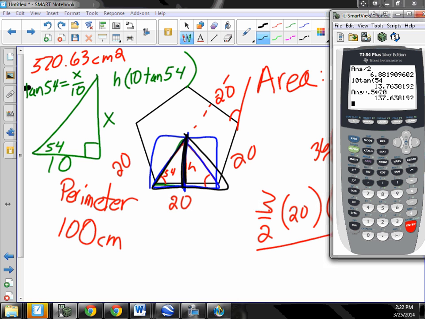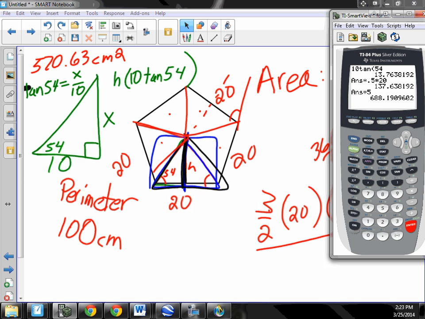So 137.63. Now what do I need to do? Now there are 5 of those. So if I were to draw all of those, you see that there are actually 1, 2, 3, 4, 5 of those triangles. Times by 5, and we were wrong to begin with. That number is not the same as this number. But the area is 688.19. Now, would you like to see another one?